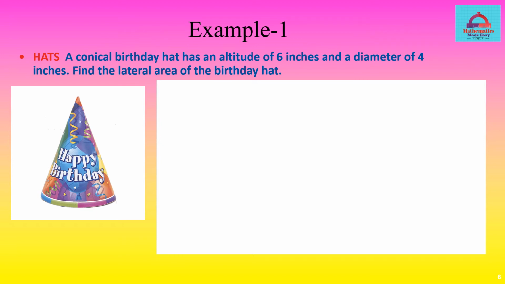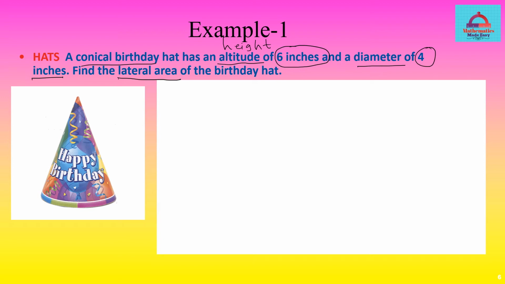Okay, so let's see what is given to us and let us highlight the important things which are mentioned. Definitely, as you see in the image, the shape is a cone, and the altitude or the height of the cone is given to you, that is 6 inches. Also, you are given the diameter, that is 4 inches. From there, you will easily get the radius. And what we need to find? We need the lateral area of the birthday hat.